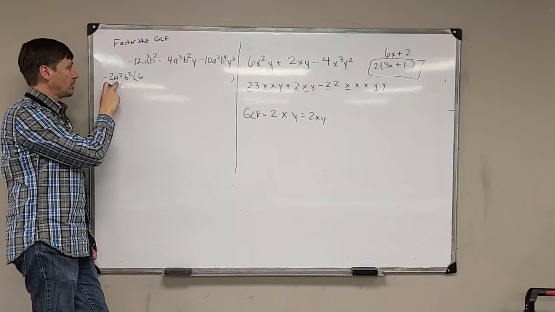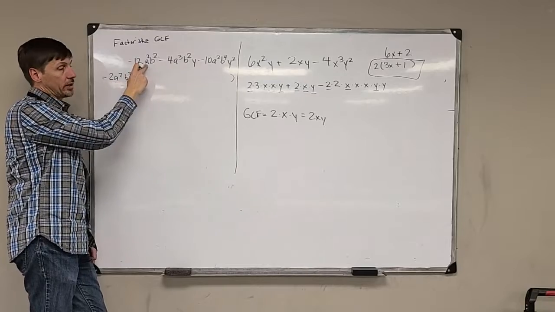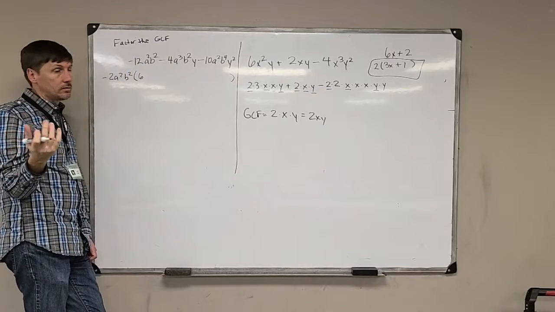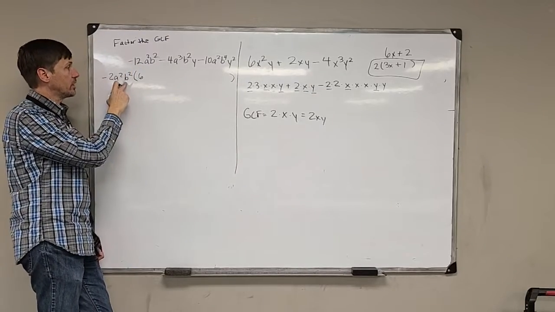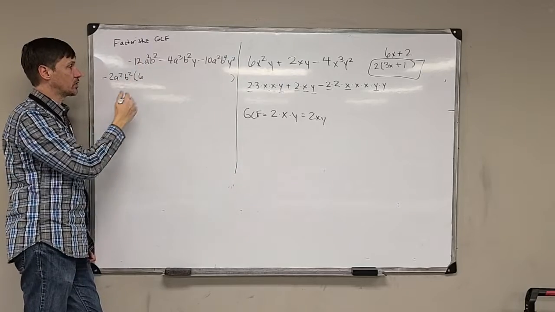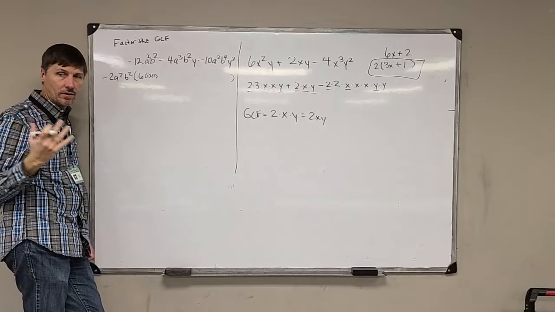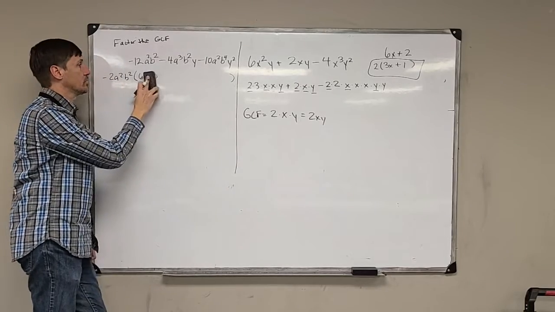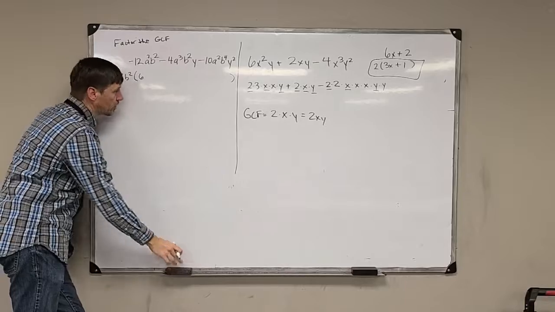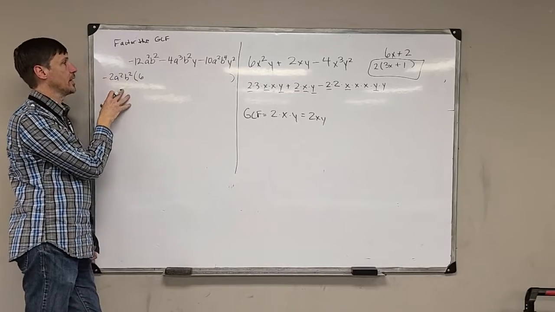What about the a's? What do I have to multiply a squared by to get a squared? Just 1, right? B squared, same thing. B squared times 1 gives me b squared. So if I were to write those down, I would do 1 times 1, but we would never write that down. So we just write down 6 for that one, okay? So when we pull the greatest common factor out of our first term, we get that.